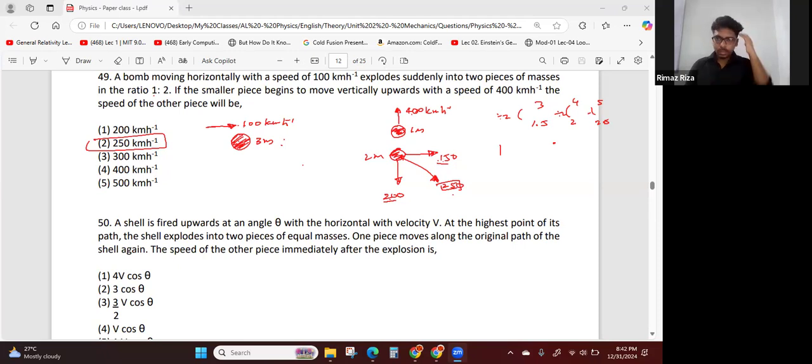So the very important thing is we have to read the question carefully and understand it carefully. At first glance, I was thinking they're asking the vertical speed of the smaller particle. That was my misunderstanding, but it says the speed. That means you have to consider the overall speed of the larger mass.